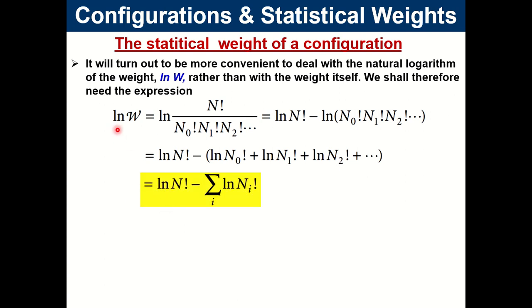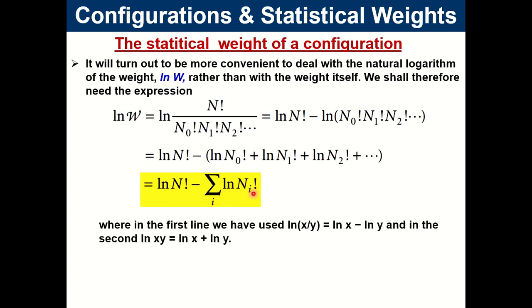So the entire description is reduced to this form: ln N factorial minus the summation over i of ln ni factorial.